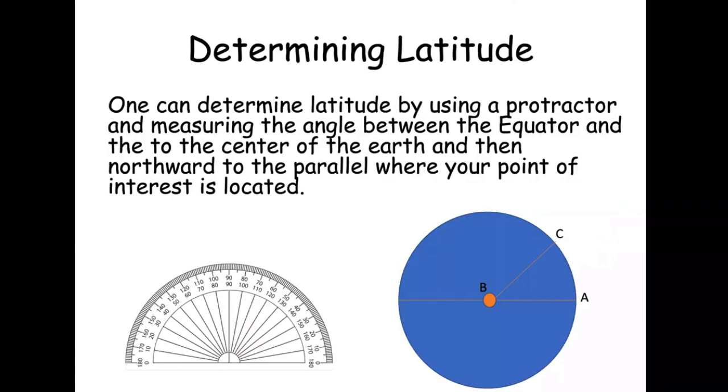One can determine latitude by using a protractor and measuring the angle between the equator, which would be line A here, to the center of the Earth, point B, and then northward to the parallel where the point of interest is located, in this case, point C. So by placing the protractor along the angle ABC, you can determine the latitude.